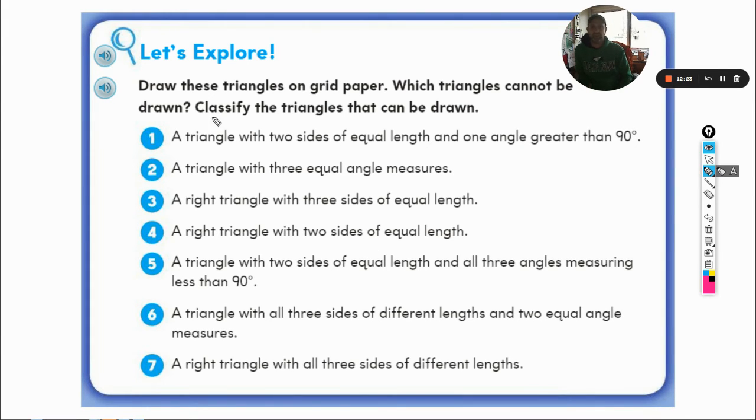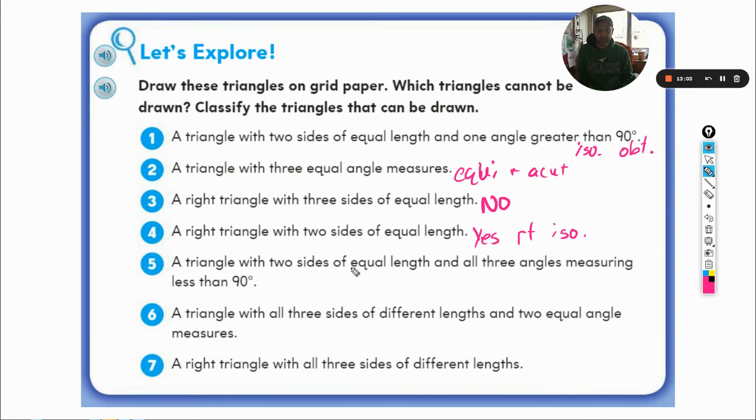All right, which triangles cannot be drawn? Triangle with two sides of equal length and one angle greater than 90. Yeah, you could do an isosceles and obtuse triangle. Triangle with three equal measures, that's going to be an equilateral and acute. A right triangle with three sides of equal length, no. Right triangle with two sides of equal length, yes, it's going to be a right triangle, and it's going to be isosceles because those two sides will be opposite 45 degree angles.